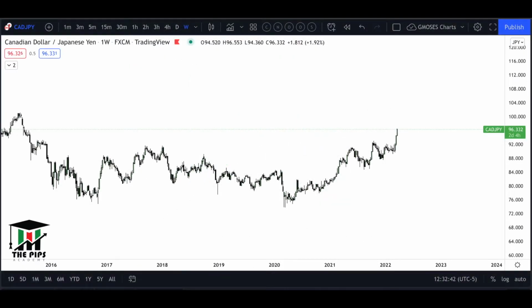And in this video, I want to explain to you guys a simple support and resistance strategy that you can utilize according to how the banks trade. All right, let's jump into it. So as you guys notice, we're on CAD JPY and we're currently on a weekly time frame.